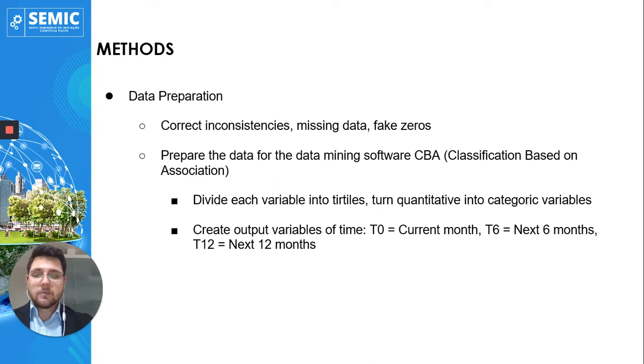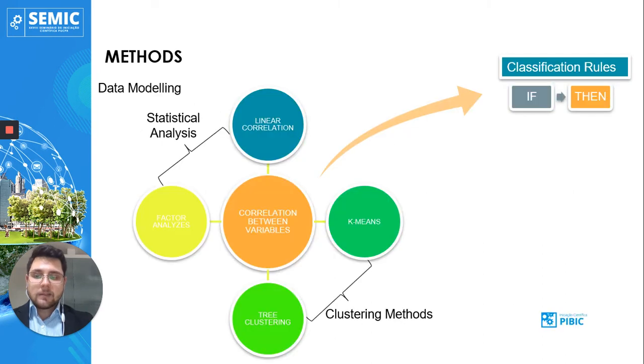In this case, we use the CVA. To do so, we divide each variable into tertiles and turn the quantitative variables into categorical variables. And to make this temporal approach, it is needed to create output variables of time. The data modeling consists of multivariate analysis and the creation of quantitative models. For the multivariate analysis, we use 4 techniques: 2 statistical and 2 clustering methods. After, we create the classification rules of if-then type.